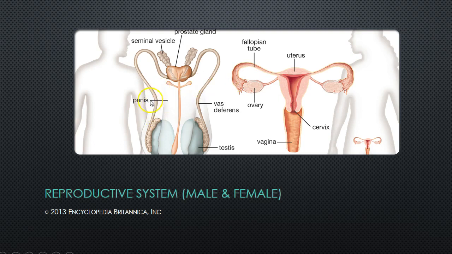In your male, you have the prostate gland, which can get enlarged later in life. You have your seminal vesicles, you have your testes, which basically house your sperm, and you have your vas deferens.